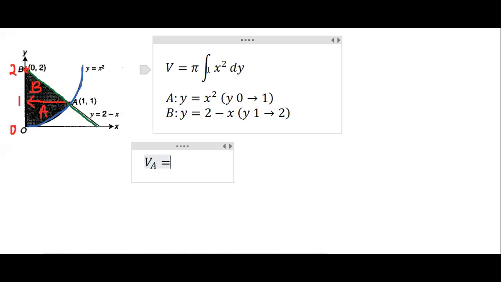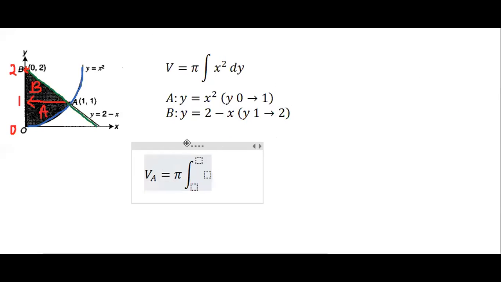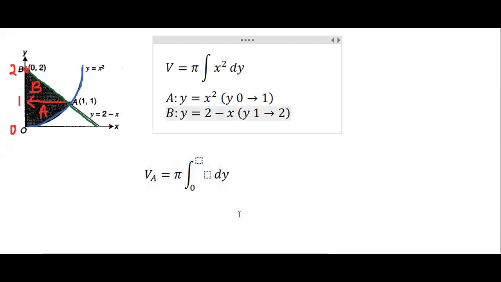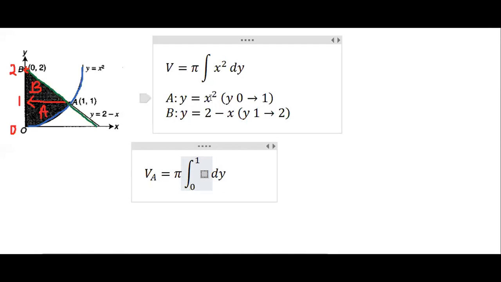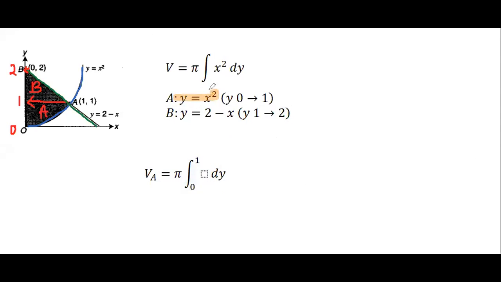Okay, I'm using this formula, pi integral dy from 0 to 1. Okay, what is my x squared? Apakah x squared saya? Tengok sini, y sama dengan x squared. So x squared is y. Saya nak x squared. So integrate. Can you integrate y become what?